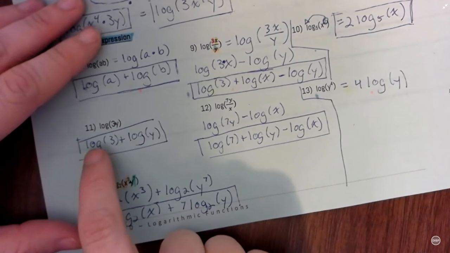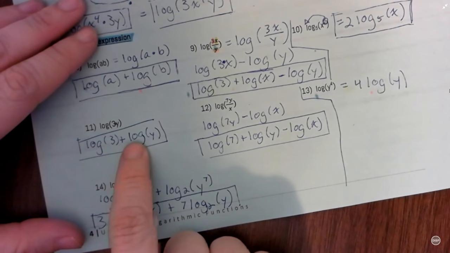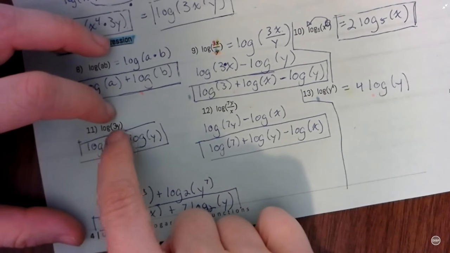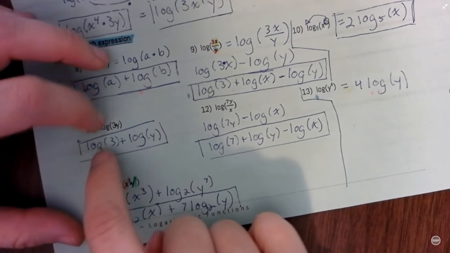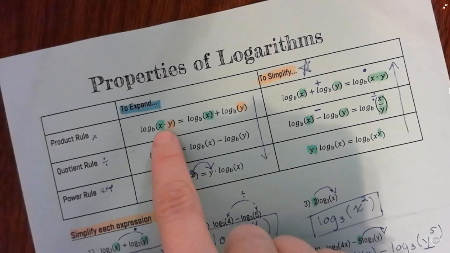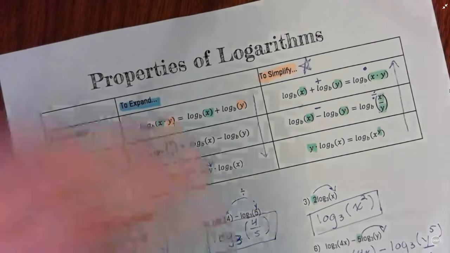So on 11, you should have gotten log of 3 plus log of y. So you're using product rule, which means you take the two factors in the argument and split them up with addition. So you're using that rule right there. Take the two factors in the argument and split them up with addition.